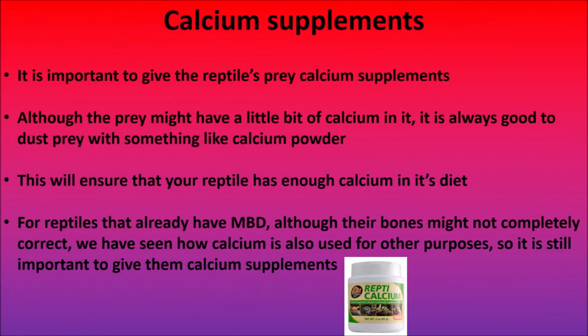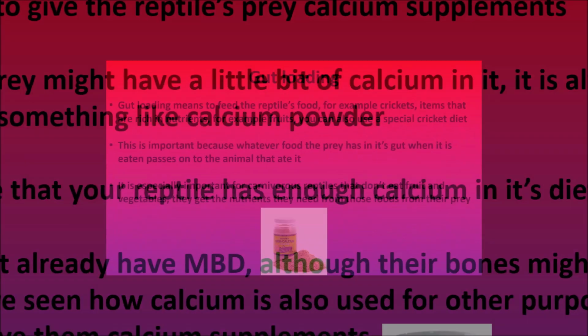And that treatment includes calcium supplements, which are important to give the reptiles' prey. Although the prey might have a little bit of calcium in it already, it is always good to dust prey with something like calcium powder, which you can see at the bottom. This will ensure that your reptile has enough calcium in its diet. For reptiles that already have MBD, although their bones might not be completely correct, we have seen how calcium is used for other purposes, so it is still important to give them calcium supplements.